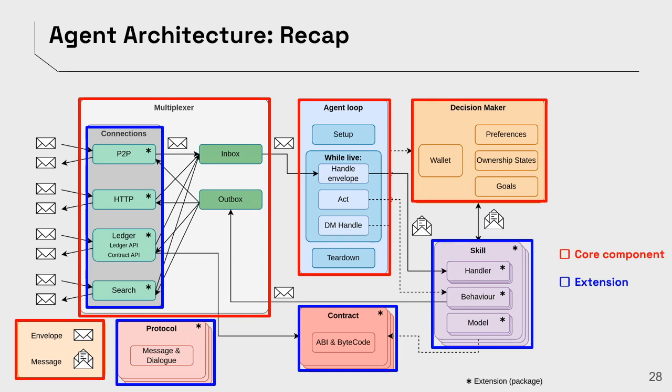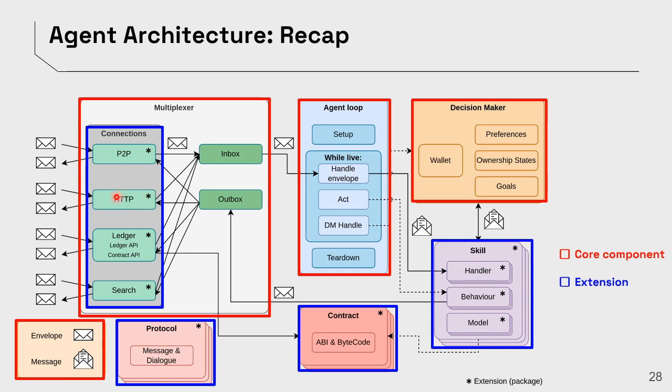So to wrap up, this is the agent architecture again. Let's look at how a message will transit through the agent components. Imagine, for example, that we are receiving a response from an HTTP server. This message will arrive at this component, at the connection.